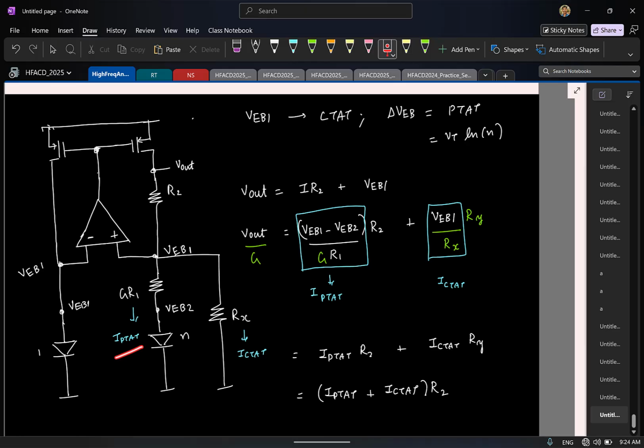I have PTAT, I have CTAT current. So where is it getting summed up here? Yeah, in this branch. Essentially, this is the PTAT current plus CTAT current. So let me take it to the next page.